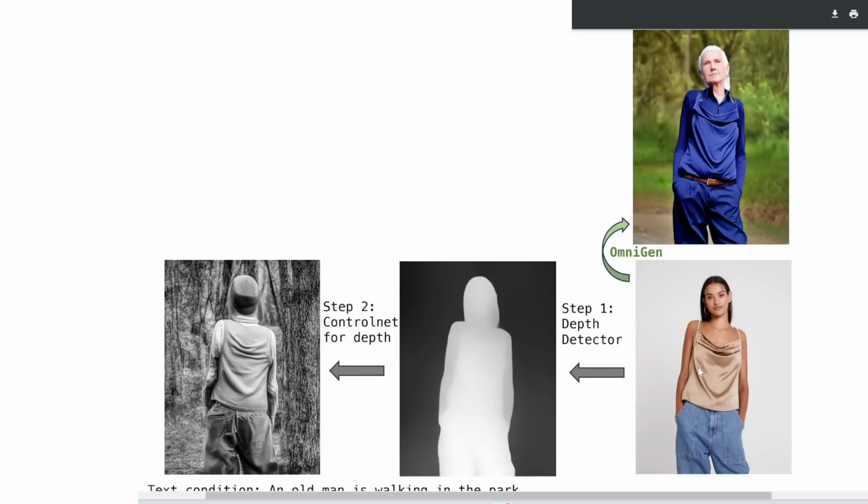So let's say instead of pose, you want to use a depth map. Well, again, the way we have to do it right now is you need to generate a depth map of the image first and then plug it into ControlNet to generate the image. And the image isn't even that good. But now with OmniGen, all you need to do is prompt it by saying, generate an old man based on the depth map of this original image.